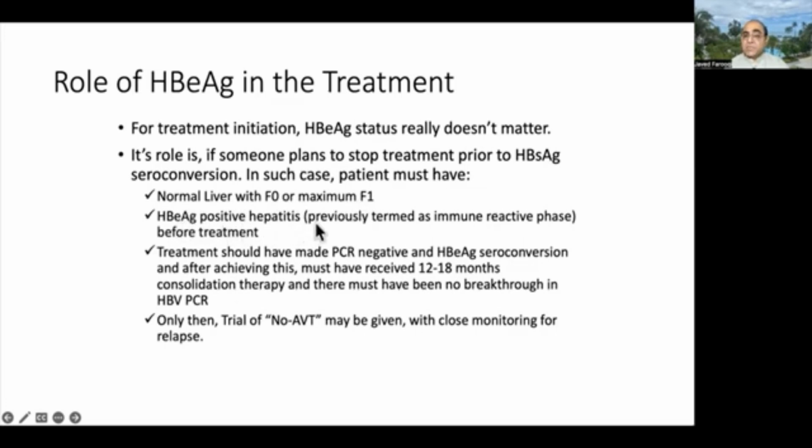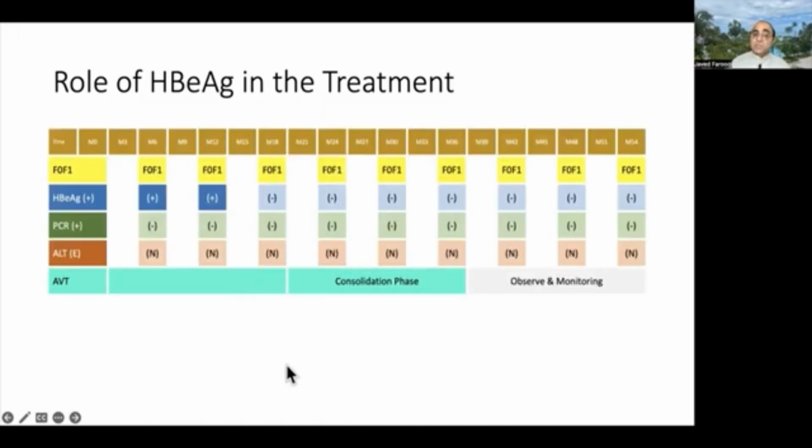HBe antigen positive hepatitis, previously termed the immune reactive phase. Before treatment, the patient should be in this phase, and the treatment should have made the PCR negative with HBe antigen seroconversion. After achieving this, the patient must have received 12 to 18 months of consolidation therapy, and there must have been no breakthrough in the HBV PCR. And of course, only then a trial of no antiviral treatment may be given, with close monitoring for relapse. This is the role of the HBe antigen in chronic hepatitis B patients.